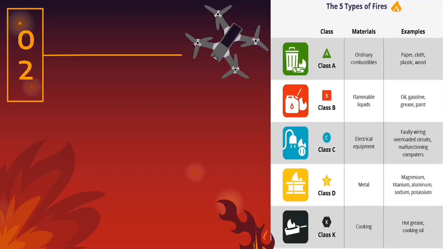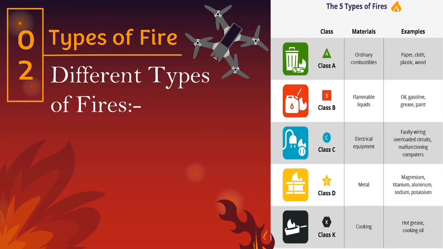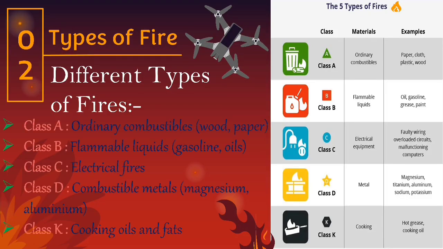Now, we are going to discuss different types of fire. Fires are classified into five major categories. Fire Class A, fires involving ordinary combustibles like wood, paper, and fabric. Fire Class B, fires caused by flammable liquids such as gasoline and oils.